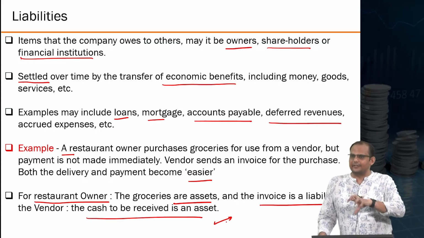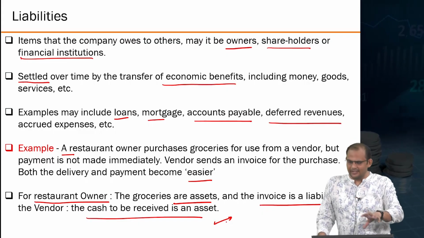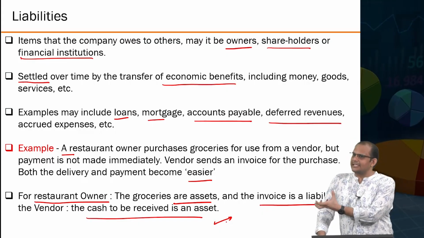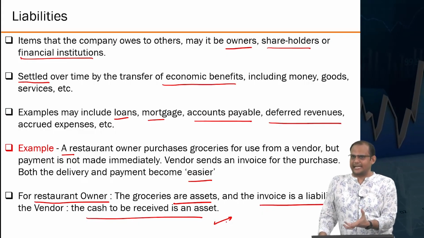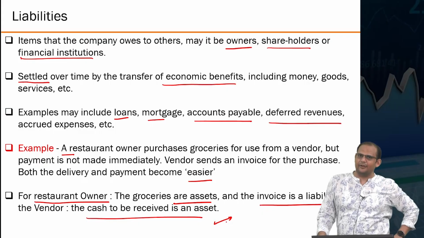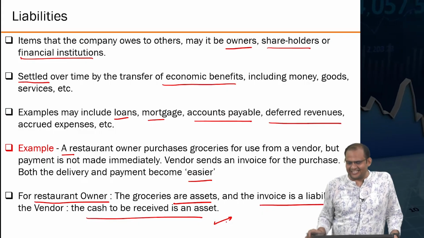But for the vendor who supplied the groceries, this invoice is an asset because he or she is supposed to receive that money, so it's an asset. Is there any liability on the vendor? So yeah, we'll look into this.